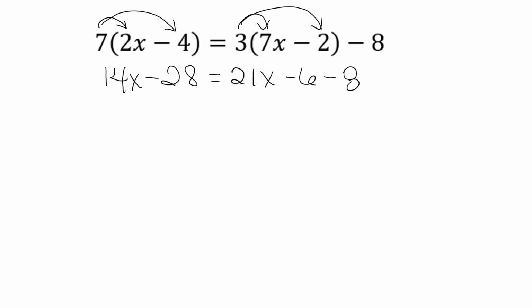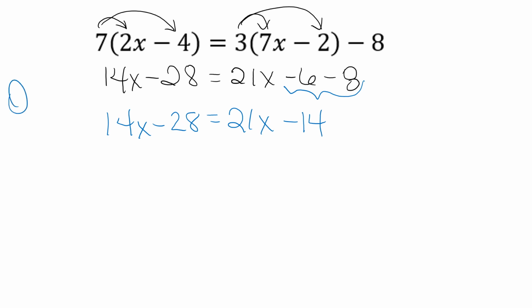At this point, you do want to combine like terms over on the right-hand side. So we're going to combine our negative 6 and our negative 8. So that's going to leave me with a negative 14. I'm going to bring down our other terms. We can tell by looking at our variable terms here, since they're different, I am going to have one solution.